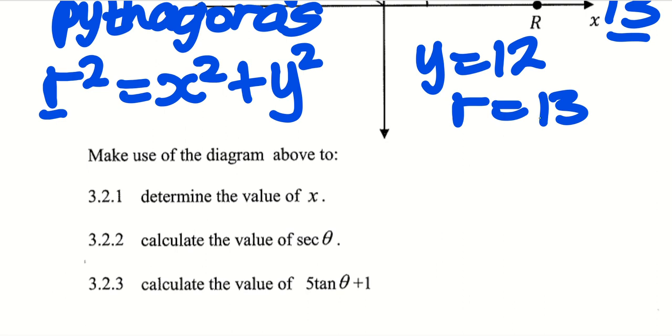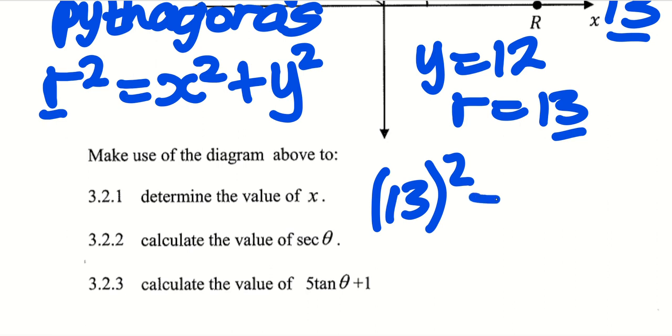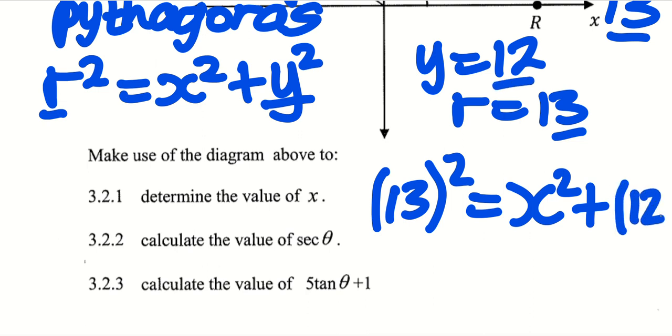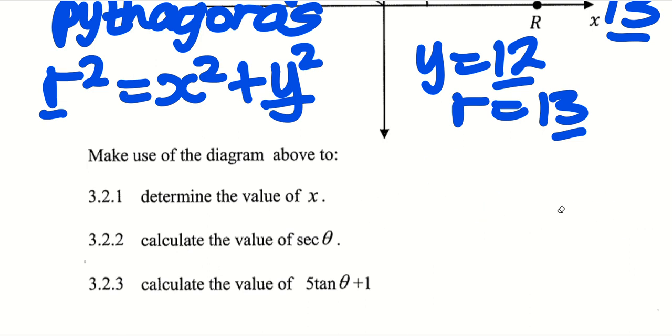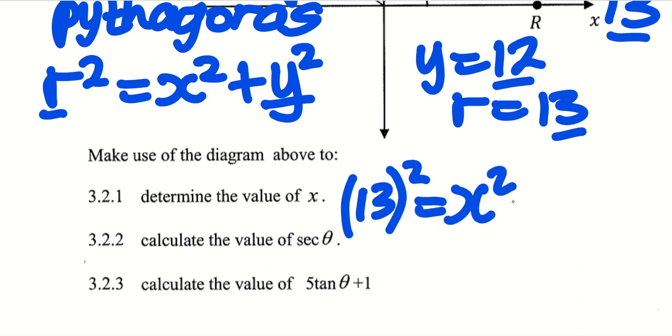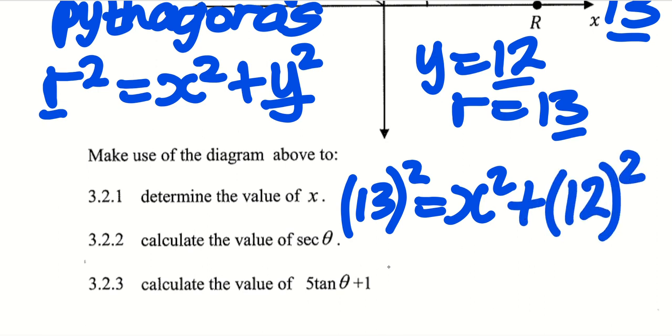In the place of r, we're going to put the value of r, which is 13. So you write 13 and put the squared outside, then equals x squared, which we don't know and are looking for, plus our y, which is 12. So I write 13 squared equals x squared plus 12 squared, like this. Then you can put all the numbers on your calculator.